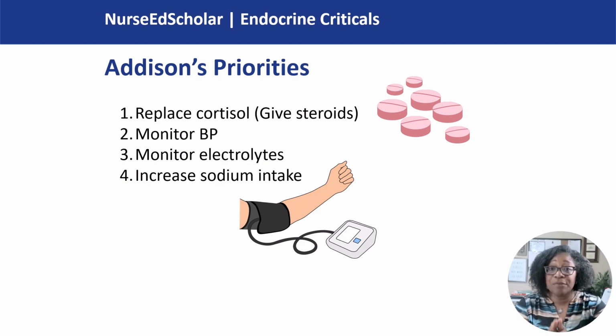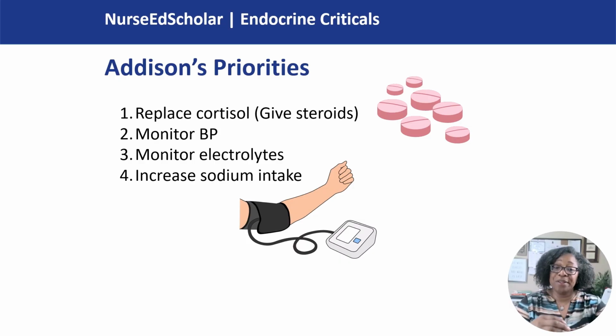Remember, they're depleted of cortisol, so you're going to have to replace it, and that may be lifelong. That person may be on steroids like hydrocortisone for life. Okay, you're going to monitor their blood pressure. Remember, they're going to have hypotension. You're going to monitor electrolytes, that sodium, that potassium.